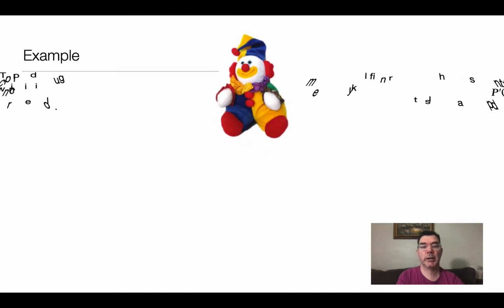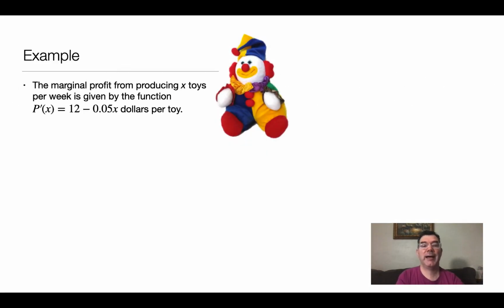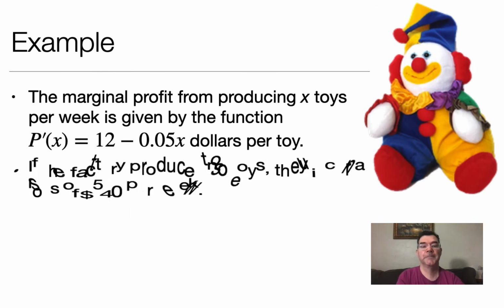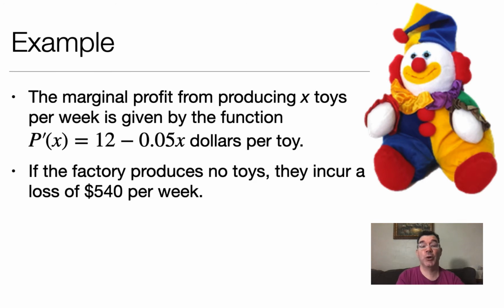So let's get started. For example, we have the marginal profit from producing x toys per week is given by the function P prime of x is 12 minus 0.05x dollars per toy. If the factory produces no toys, they incur a loss of $540 per week. So I need to find the profit function.